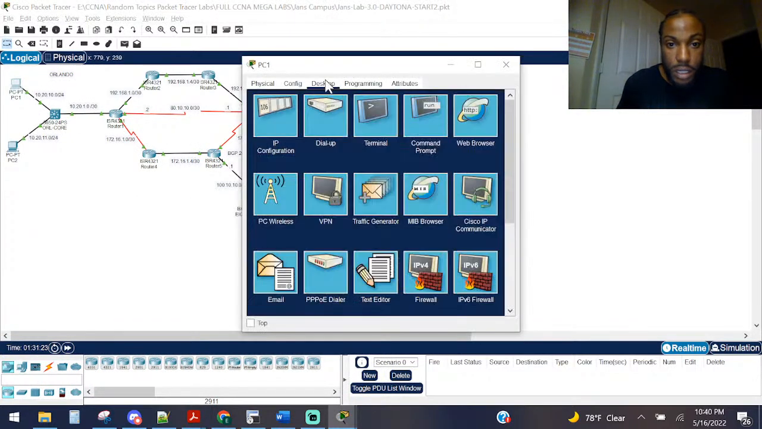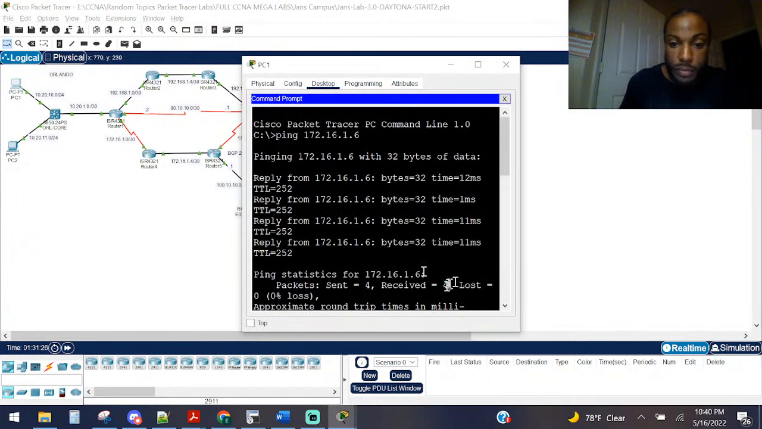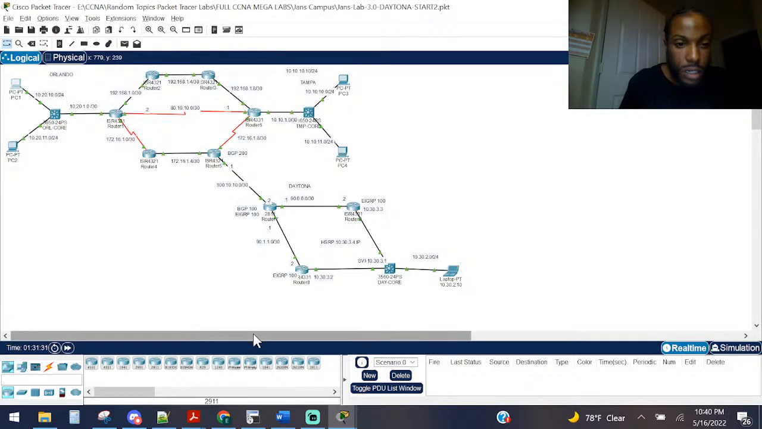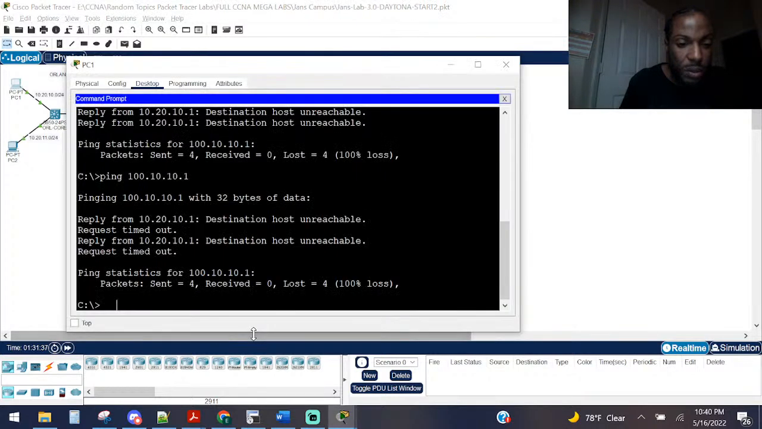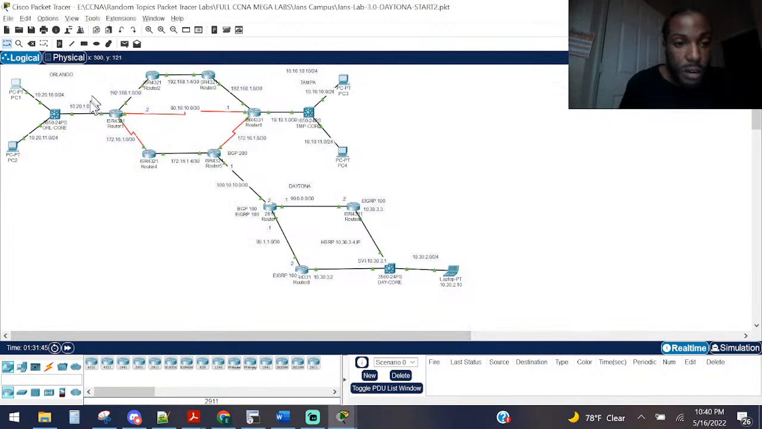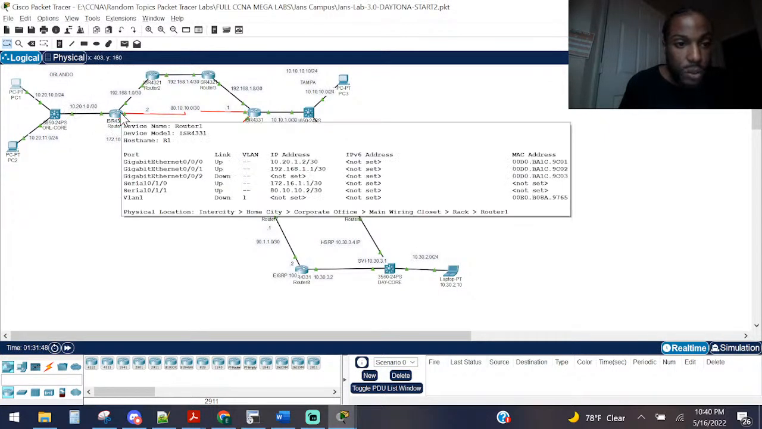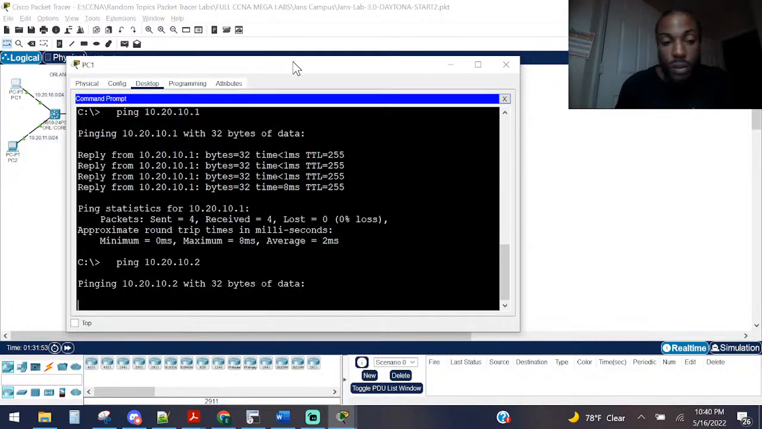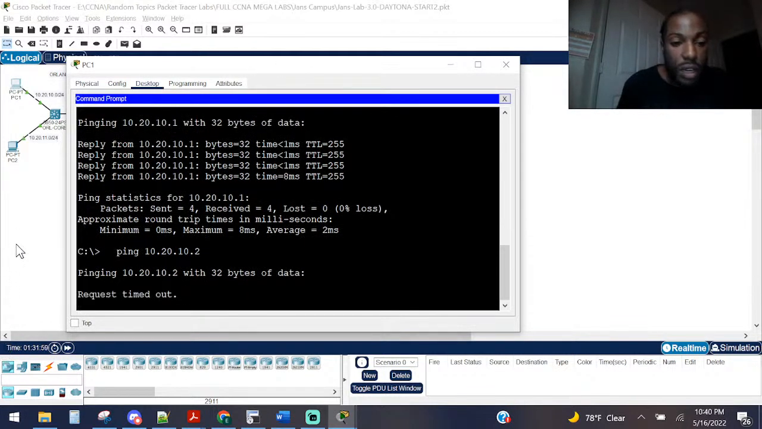Something is broken here, right? Actually, let's ping 10.20.10.1. I can ping my default gateway. That's good. Can I ping anywhere back here? Let's do 10.21.2. I can't do that, so I might be missing a route. So I can ping my default gateway. That's weird.